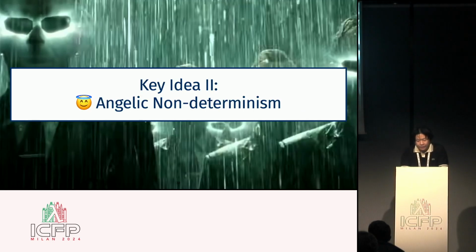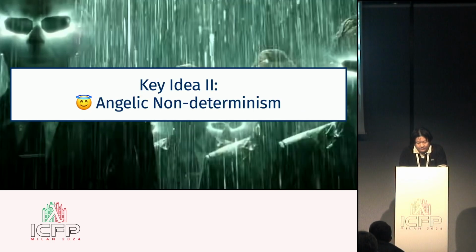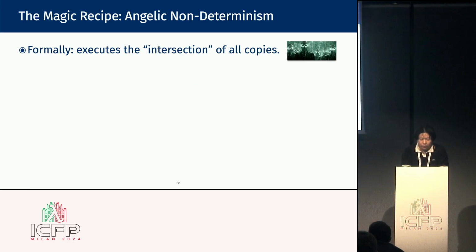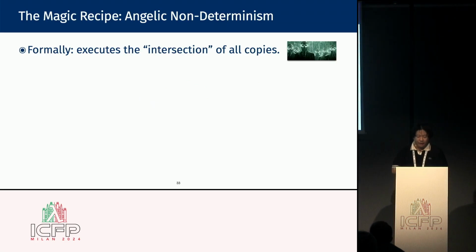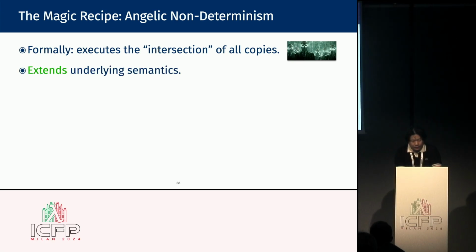The key idea here is to use angelic non-determinism. Specifically, the recipe for extending operational semantics is: whenever a function is called, angelically pick the callee to execute. It formally means to execute the intersection of all copies. And angelic non-determinism naturally extends the underlying semantics. It gives proper semantics to polysemic programs, which were considered invalid before, and does not change the semantics of monosemic programs.